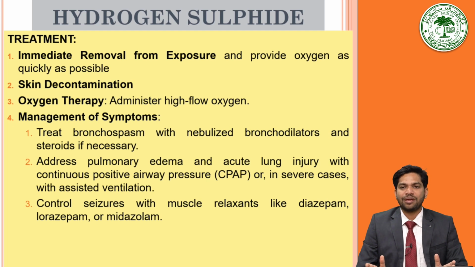Oxygen therapy has a very important role in the management of hydrogen sulfide poisoning. Administer high-flow oxygen. Hyperbaric oxygen therapy may be beneficial in the majority of cases. Then treat the patient as per the different symptoms: treat bronchospasm with nebulized bronchodilators and steroids if necessary. Address pulmonary edema and acute lung injuries with continuous positive airway pressure ventilation, and in severe cases with assisted ventilation. Control seizures with drugs like diazepam, lorazepam and midazolam.